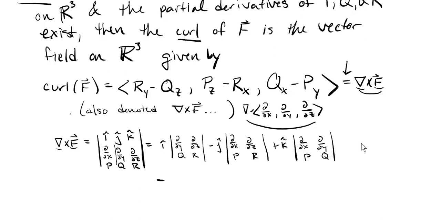And so if we just follow our nose and compute this out, in the I direction we're getting partial with respect to y applied to R minus partial with respect to z applied to Q. Notice that's just Ry minus Qz. That's exactly what we said the I component of the curl should come out to, Ry minus Qz. Let's see what we get in the J.